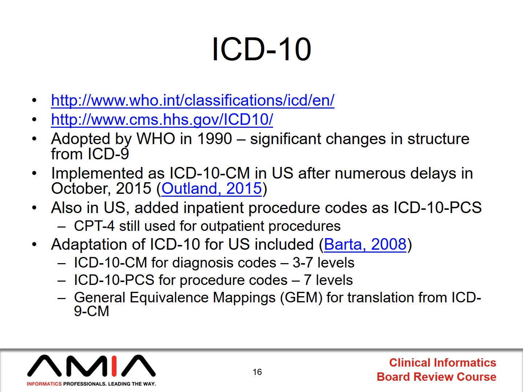The ICD-10-CM adaptation had up to 7 levels for diagnosis codes and also 7 levels for procedure codes. We'll look at both. And there was also a general equivalence mappings, or GEM, that allowed translation from ICD-9-CM.